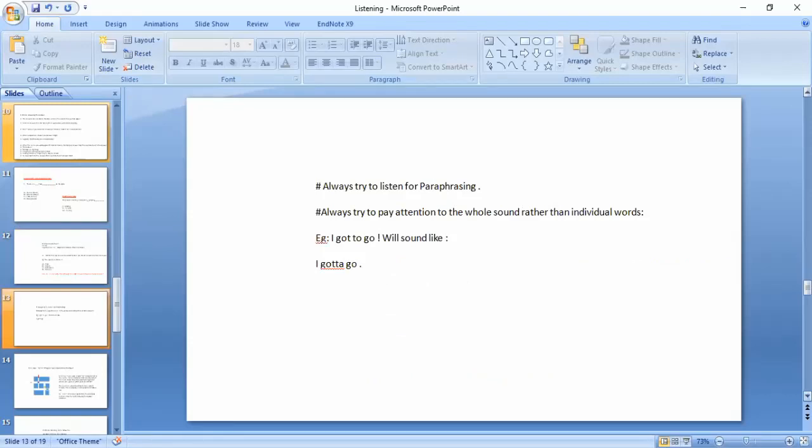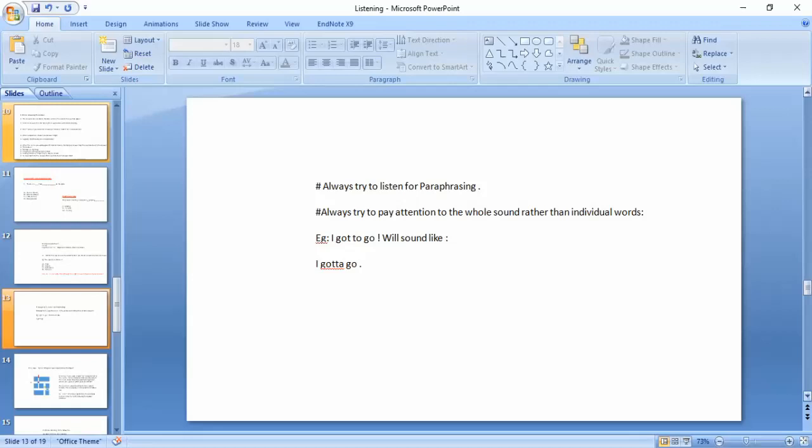Another thing you should take care of is to always try to listen for paraphrasing. Paraphrasing means saying the same thing but in your own words or in different words. Okay. It is exactly the opposite of copy and paste. So always try to pay attention to the whole sound rather than individual words. Okay. Always try to listen for paraphrasing.